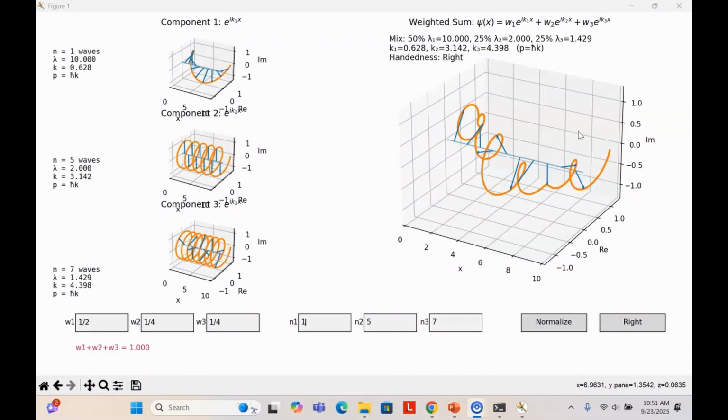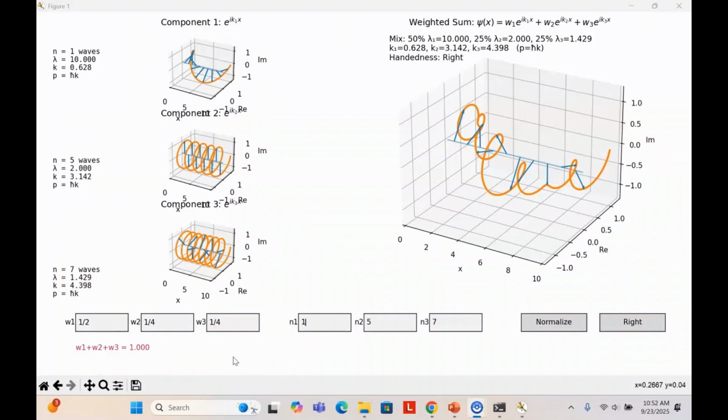When you measure the particle's momentum, you won't see all 3 momentum or wavelengths at once. Instead, when you make a measurement, you'll get one of the allowed momenta with a certain probability. There will be a 1/2 or 50% probability of getting a momentum corresponding to lambda equal 10. There will be a 1/4 or 25% probability of getting a momentum corresponding to lambda equal to 2, and there will also be a 25% probability corresponding to lambda equal to 1.5. The 3 probabilities or weight factors must always sum to 1 or 100%.